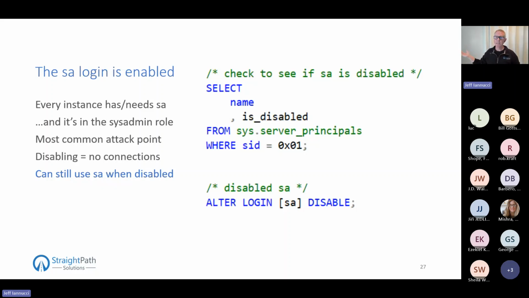But we can see really quickly here what it is. Interesting here, notice that I have where the SID is this value. That's always going to be the SA. Sometimes people will ask, what if I just rename the SA account? That may break things, actually, because there may be some things linked to it by name, but it doesn't really keep it from being discovered, because all you have to do is look at that SID and it'll tell you the name of that account.